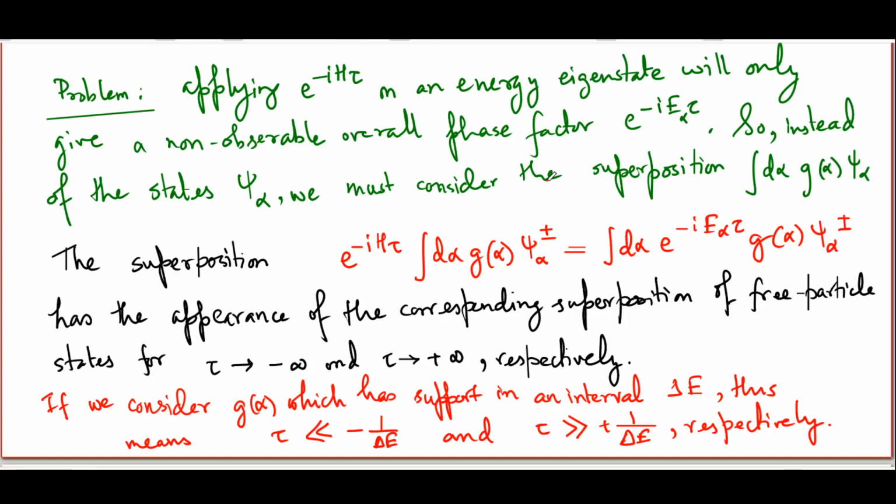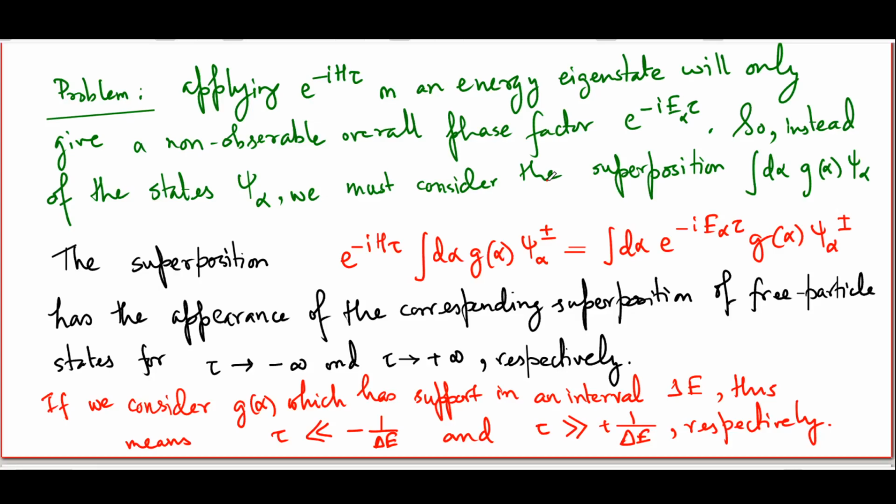Now, what we are claiming here is the following. If we consider this particular superposition, integral d alpha g alpha psi alpha plus minus, the in and out states, superposed with this weighting function g alpha, and apply the operator e to the minus i H tau on it, you are of course going to get the integral of psi alpha plus minus superposed with a new weighting function g alpha times e to the power minus i E alpha tau. That's simply the result of e to the minus i H tau acting on psi alpha plus minus. E alpha here, of course, is the total energy of all the particles together.